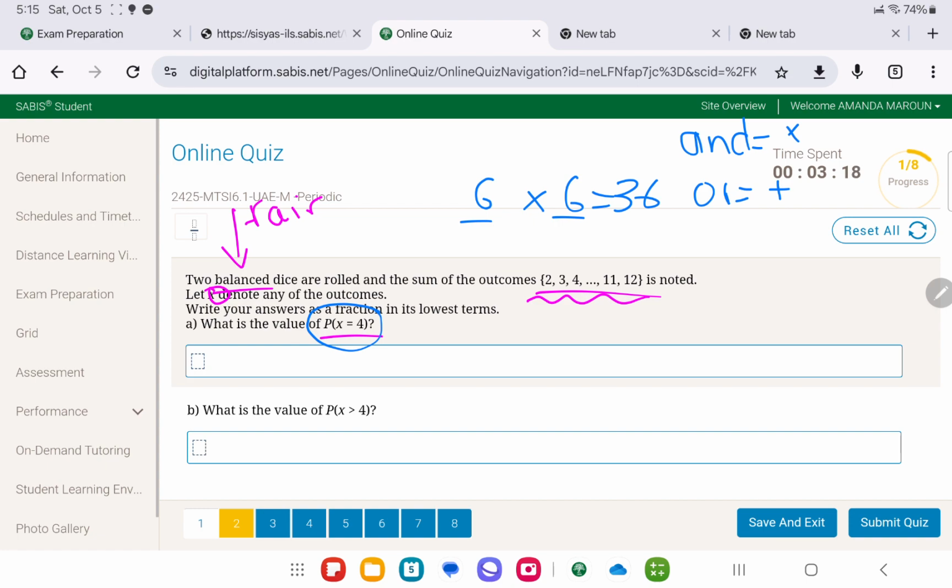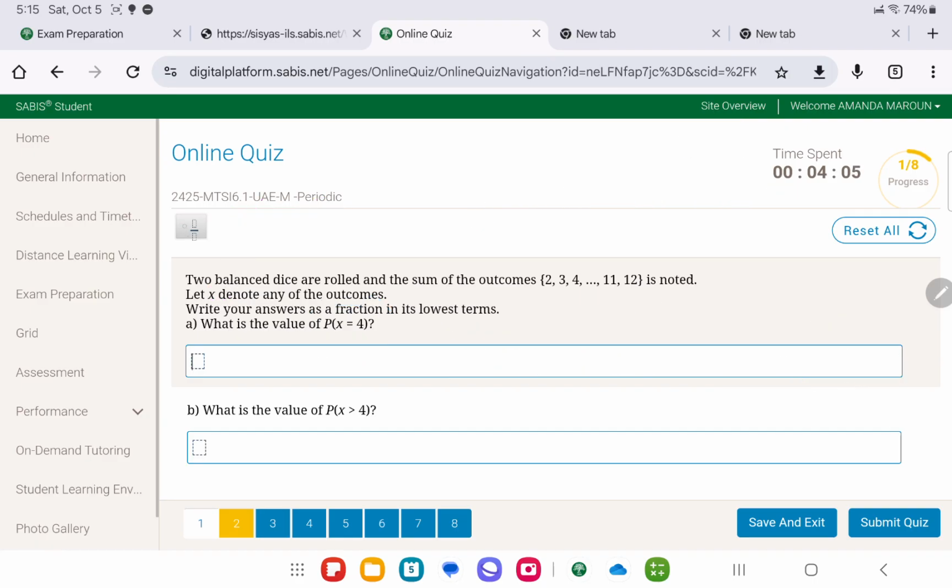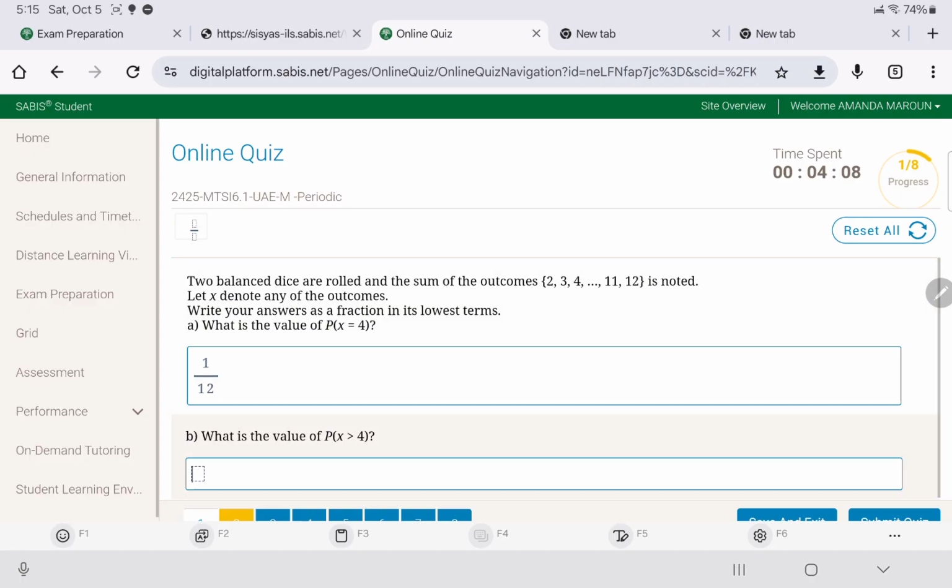Now, what is the probability that we will get x as 4? What numbers in the range of the dice, from 1 to 6, can you add together to get 4? You have 2 and 2, you also have 1 and 3, and you also have 3 and 1. So you have 3 possibilities to get 4 out of the total number of possibilities on the 2 dice, which is 36. So 3 over 36 gives 1 out of 12. So here our answer is 1 out of 12.